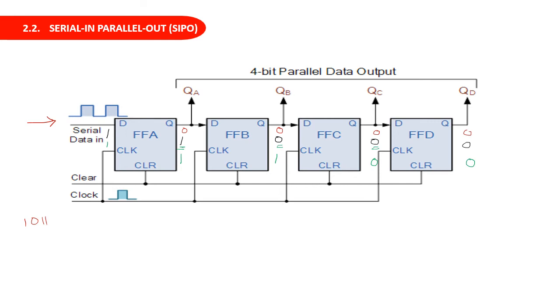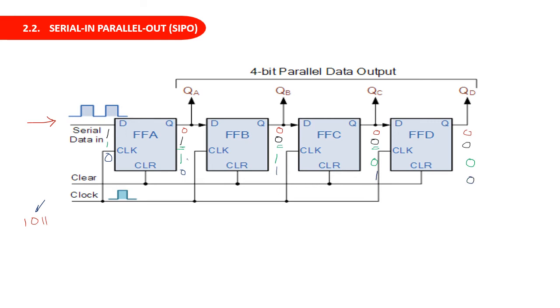Okay, now for the next, before applying the next clock pulse, we will be applying the next data to be transferred, that is 0. So we will make this as 0. Now when the next clock pulse comes, the input of the first flip-flop is 0, so the output will be 0. The input of the second flip-flop is 1, so the output will be 1. Then the input of the third flip-flop is 1, so the output will be 1. And the fourth flip-flop input is 0, so it will be 0.